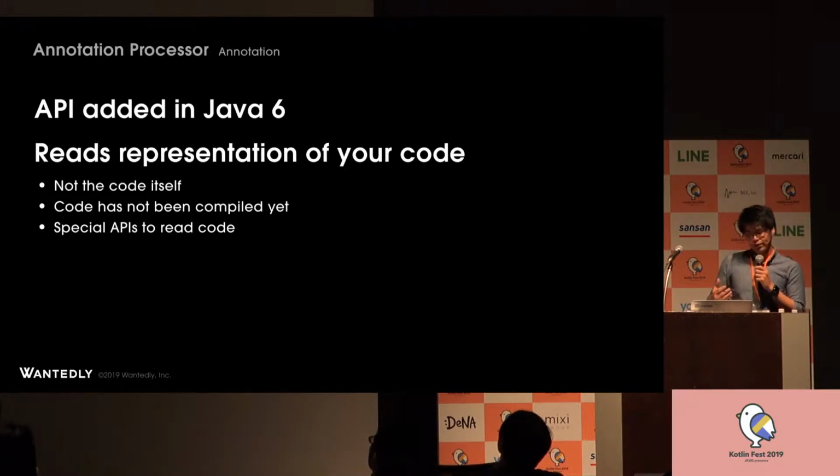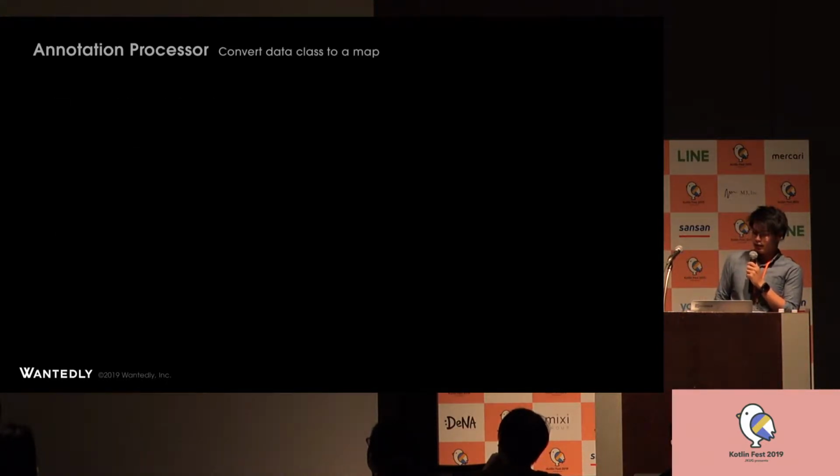So the topic of annotation processor can be really big, since we can technically generate any type of files depending on our needs. So to better explain this topic, I'm going to build an annotation processor that generates an extension function that converts a data class in Kotlin to a map.